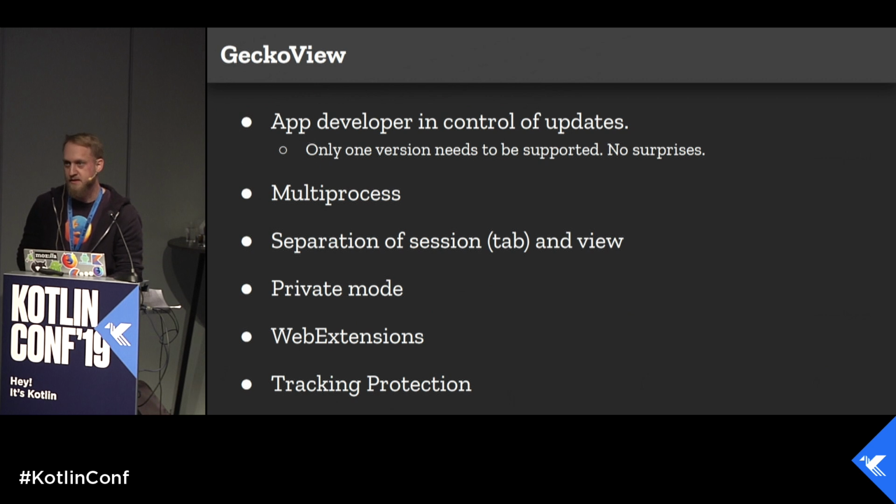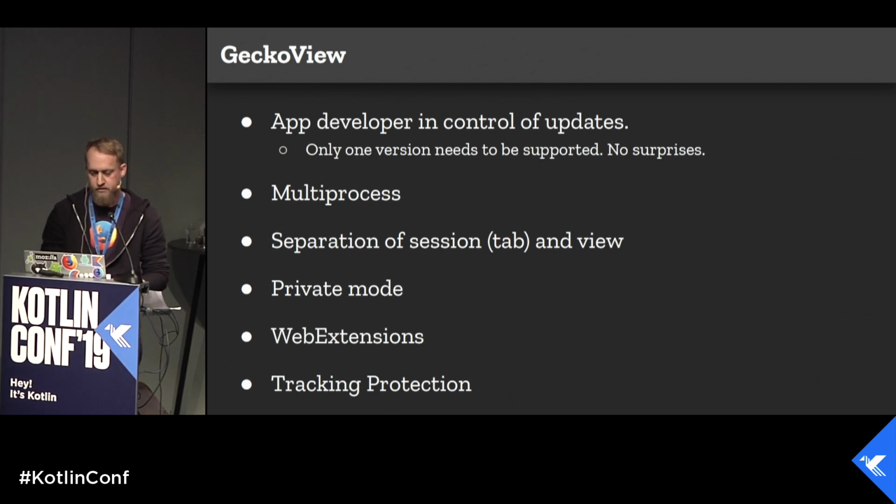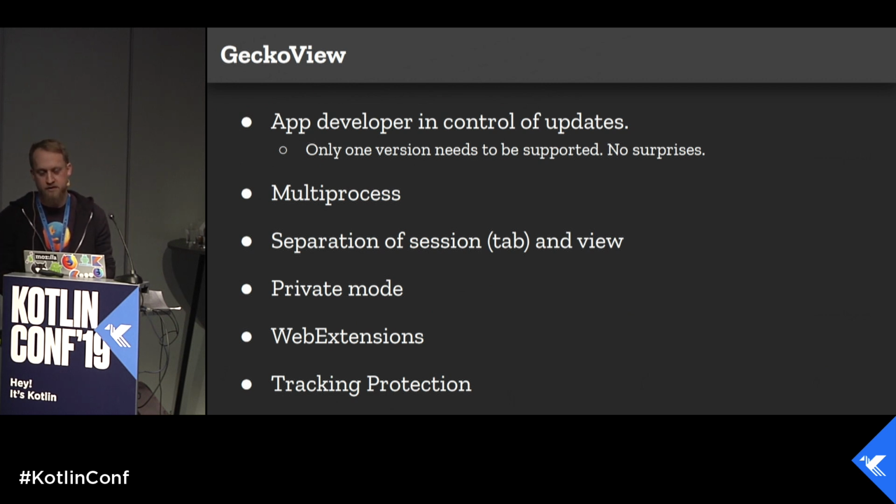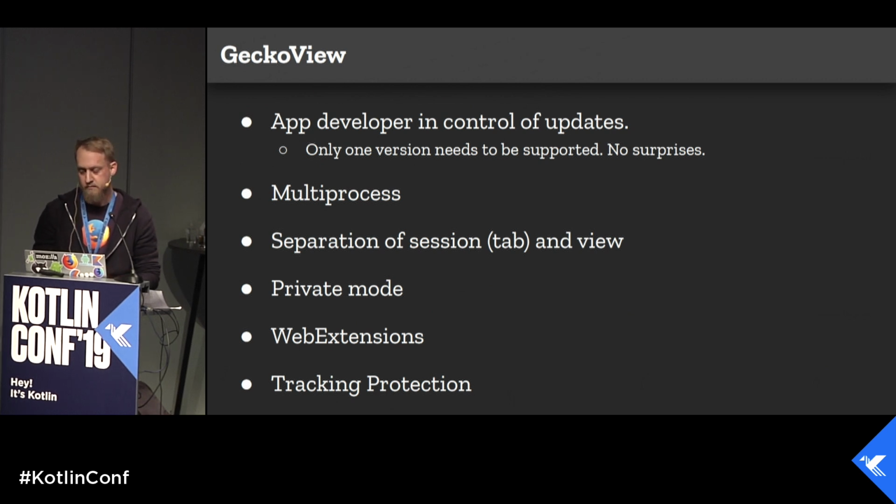It supports a limited set of web extension APIs. Web extensions are usually developed by third-party developers to add more features to the browser, and you can do this with GeckoView too. And finally, it comes with some advanced browser features like tracking protection, where it blocks trackers and ads on websites you visit.